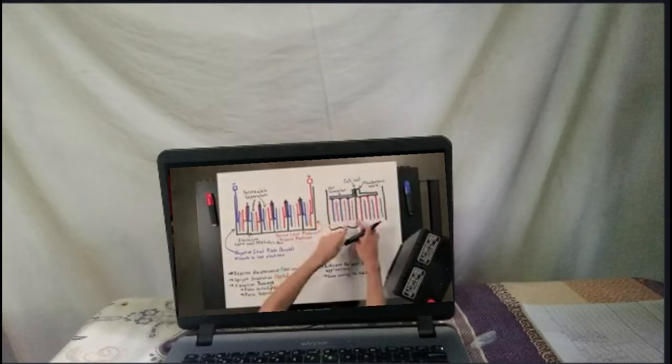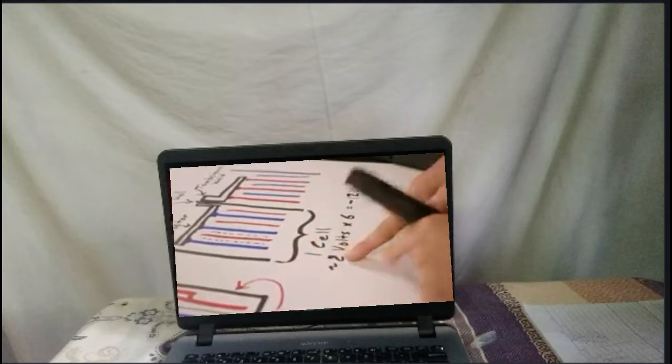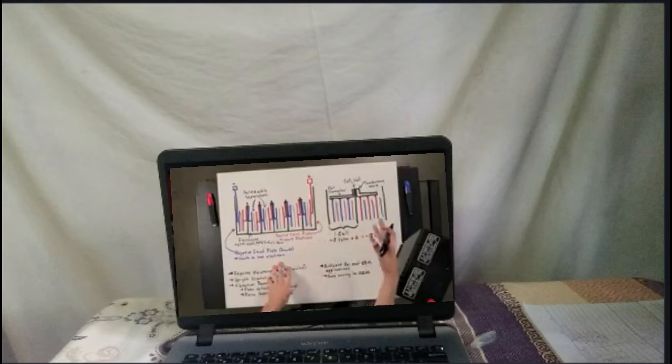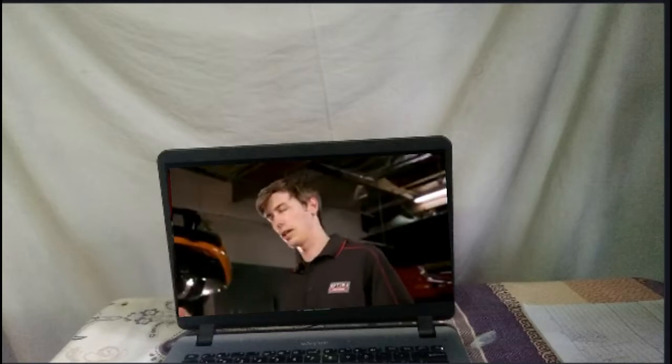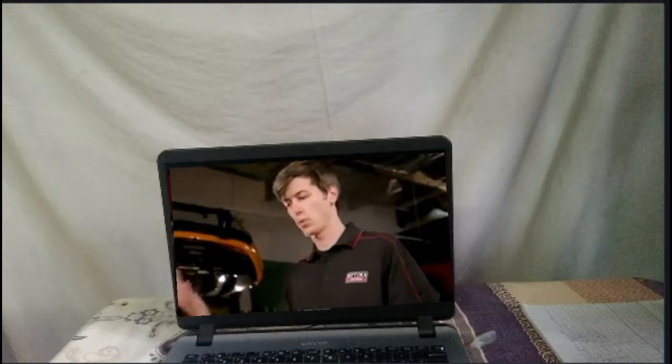Now each one of these cells produces about 2 volts, and you have 6 of them in series, so you can do the math, 12-volt battery. Now in reality it's more like 2.2 volts, so times 6 you get about 13.2 volts for a 12-volt battery.